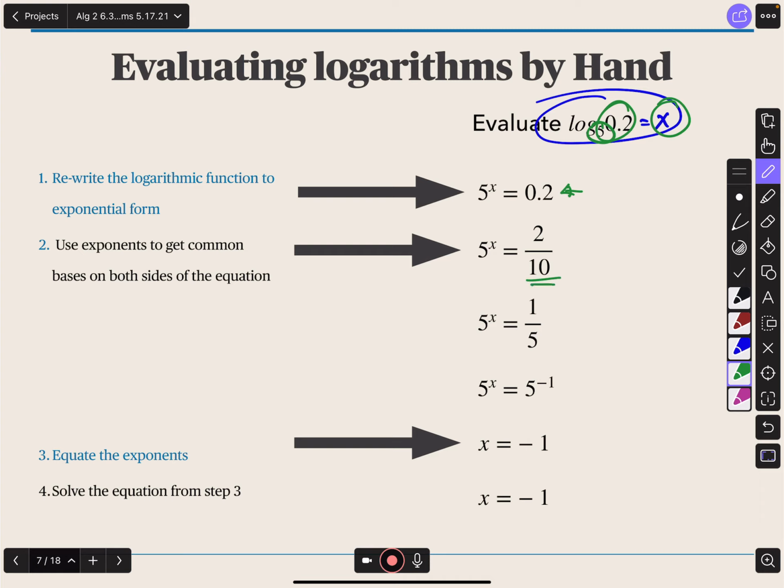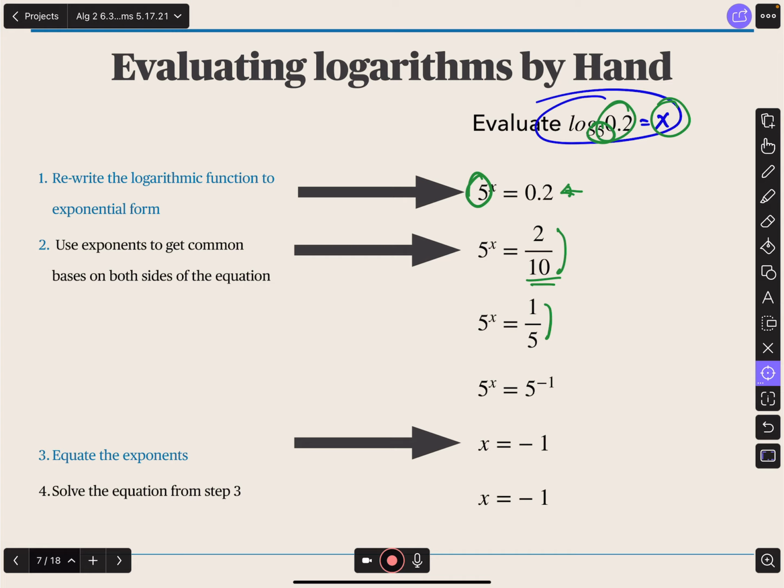The reason I wanted to get it into fraction form is because 0.2, I can't think of it in terms of a 5, but once I write it as 2/10 and reduce that, it's 1/5. And 1/5 can be written as a 5 if I write it as 5 to the negative 1 power. Remember, negative exponents mean give me the reciprocal. So 5 to the negative 1 is 1 over 5. But see, now my bases are both 5s, therefore I can equate my exponents. x equals negative 1, and I'm done. That's our final answer, just x is negative 1.